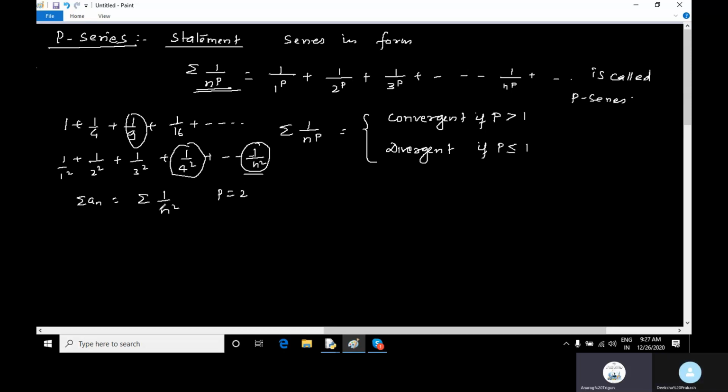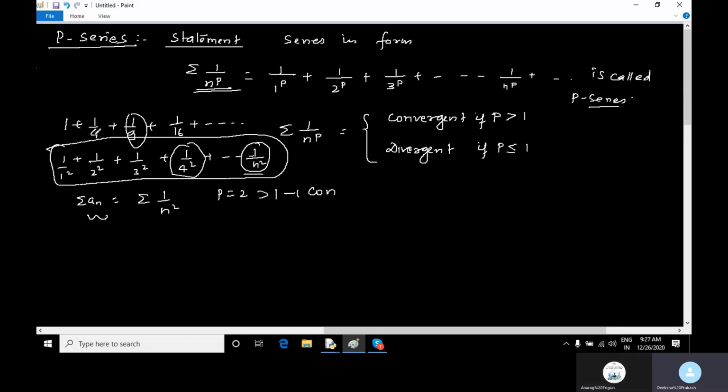But if the format is given like this, 1 by n squared, it's the same as a p series. For a p series, when p is greater than 1, it is converging. So p equal to 2, which is greater than 1, means this is converging. So we can say the summation of a of n, the given series, is actually converging. And we have to write by which method: the summation of a of n is convergent by the p test.